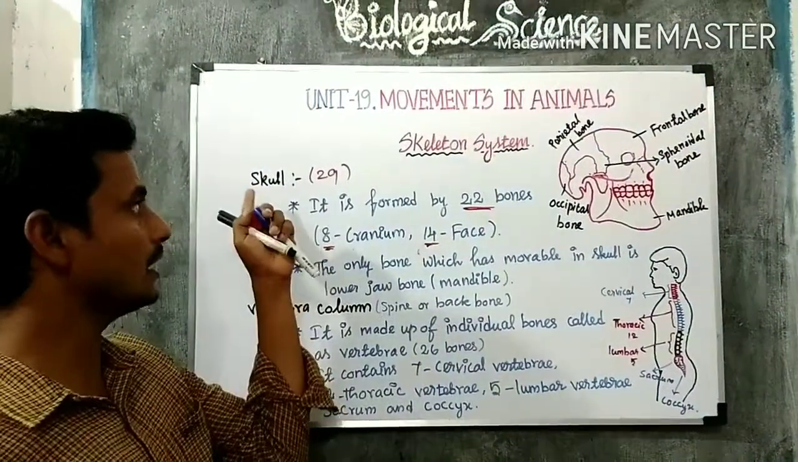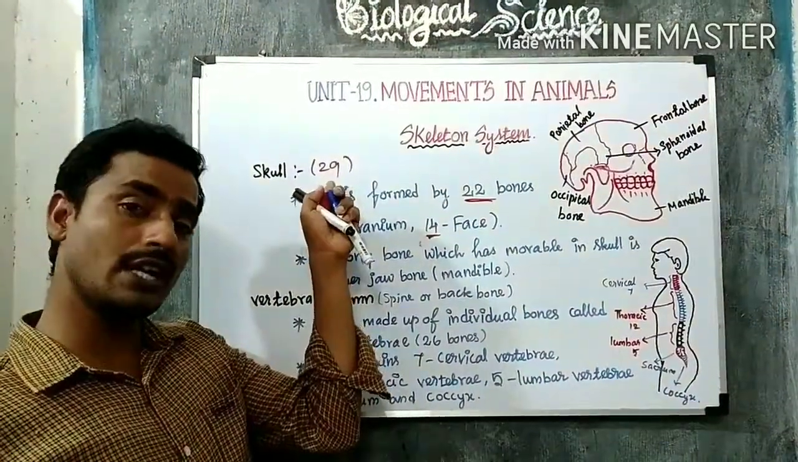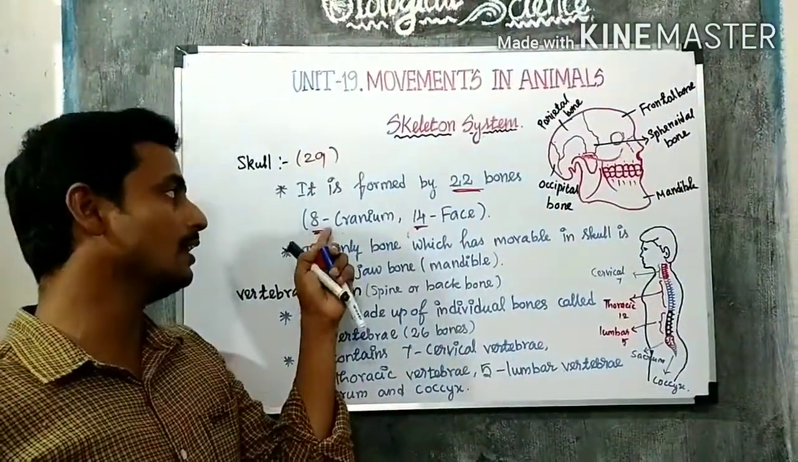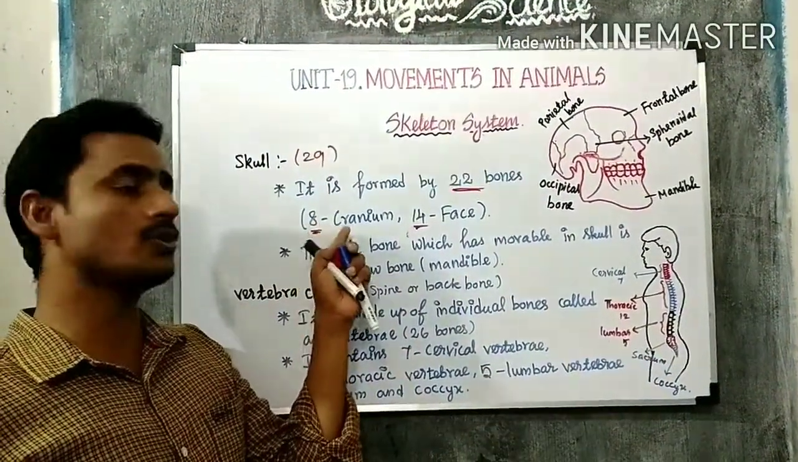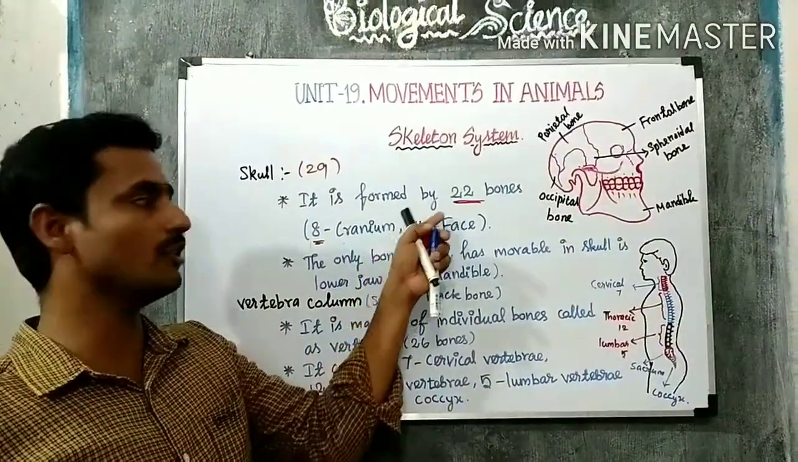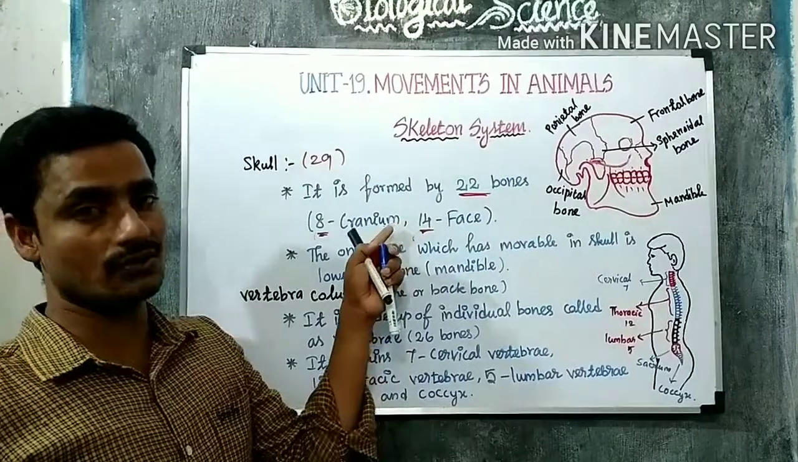So totally, in our skull we have 29 bones, out of which the 22 main bones will form our skull. Out of these, 8 bones will form the cranium, called cranial bones, and 14 bones will form our face, called facial bones.